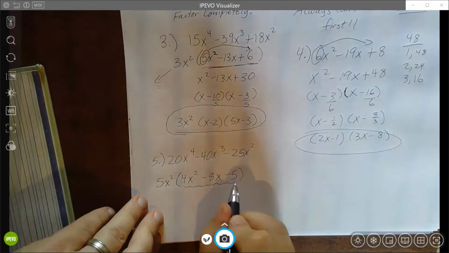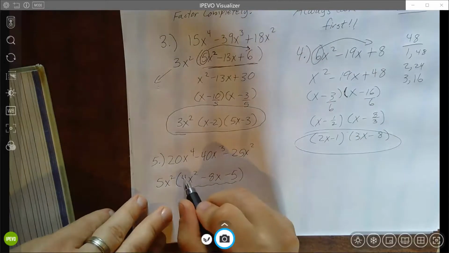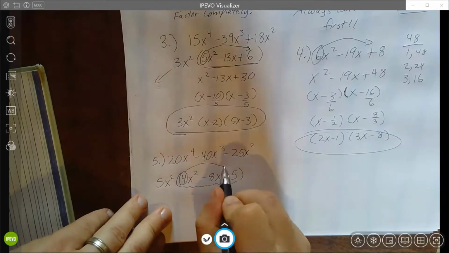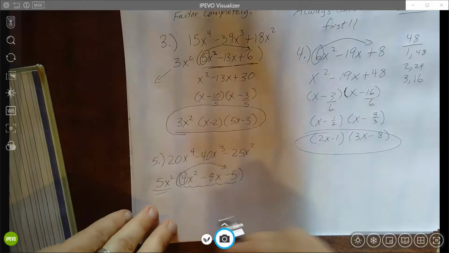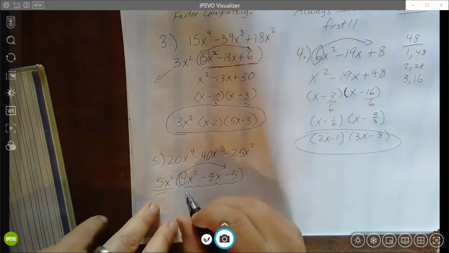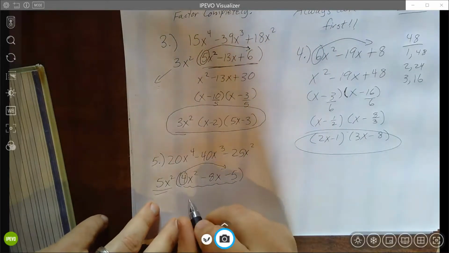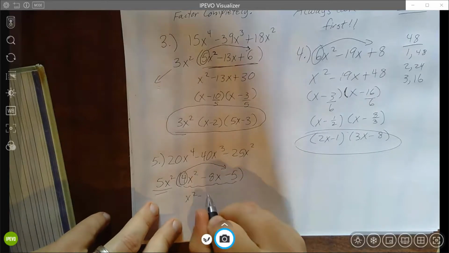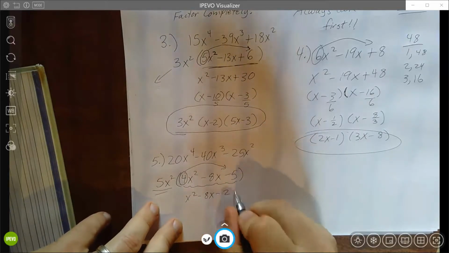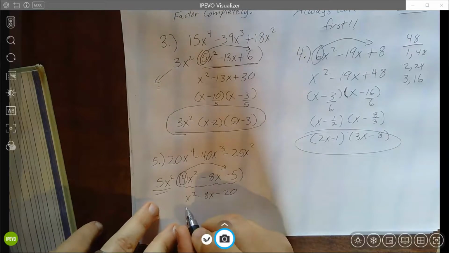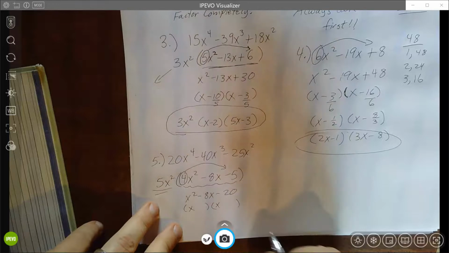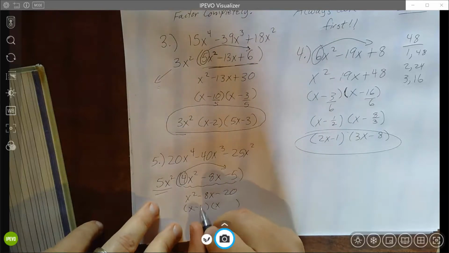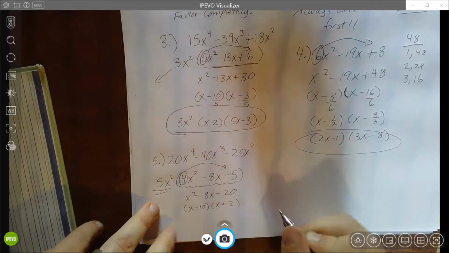Then I take this part and I try to factor it some more. Let me see if it can. Let me take the 4 down there and multiply it with the negative 5. For now, just leave the 5x squared alone, and remember that you got to put it at the end with the final solution. So this is going to be x squared minus 8x minus 20. And what can multiply to get negative 20 and add to get negative 8? I think it's going to be a negative 10 and a positive 2.